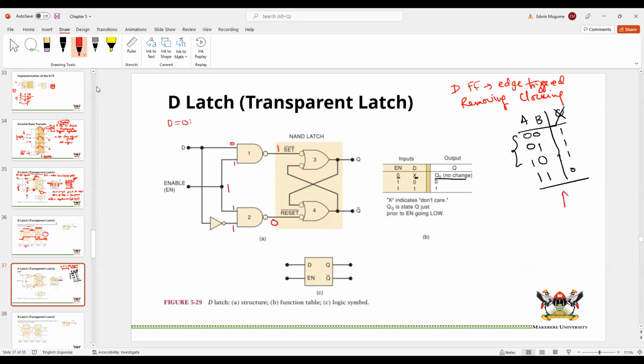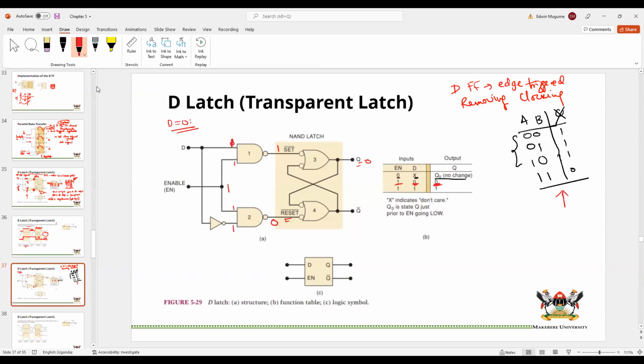If you look at that, if we have a 0 here, we are resetting, and the 1 here, we are not setting, so that's okay. So that means that if your D is 0, we are resetting, making this Q 0. So if enable is 1 and your D is 0, your output will be 0. So you can see it's still a D, it's called a D latch, but you can see that the D input has passed to the output.